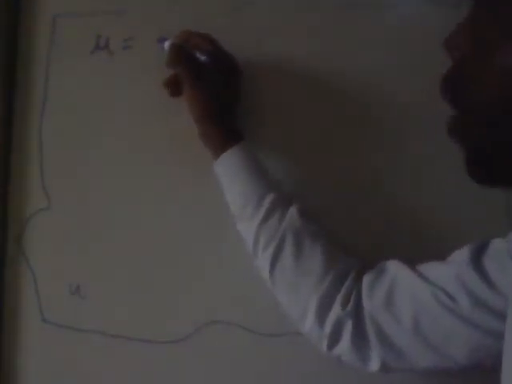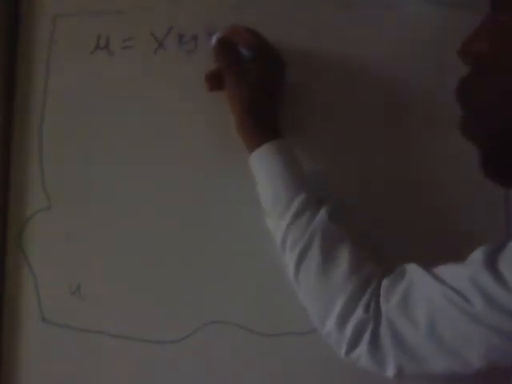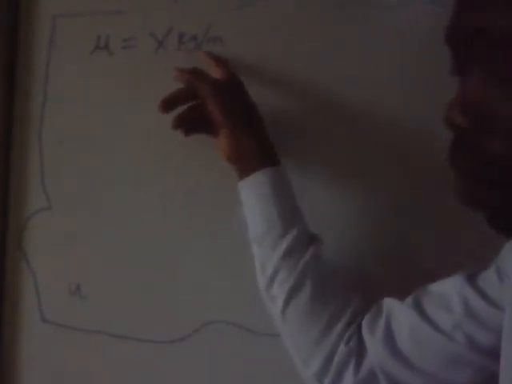Number 28 now. 28 is a calculation question. A string of mass per unit length, x kilogram per meter. Let's represent mass per unit length by mu. So that is x kilogram per meter, the mass per unit length.